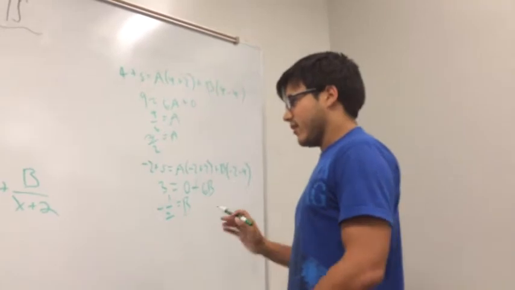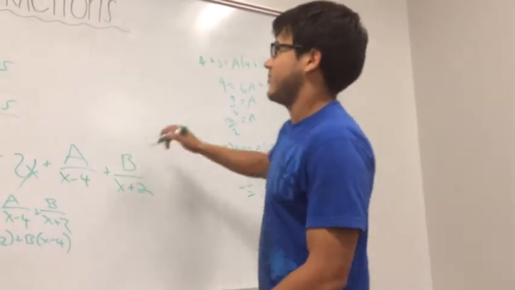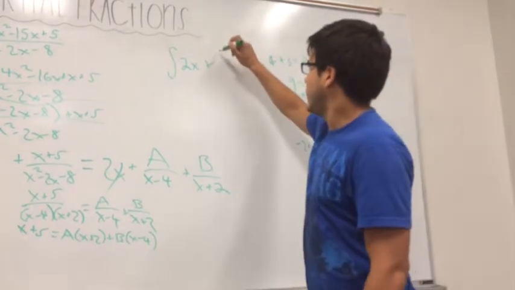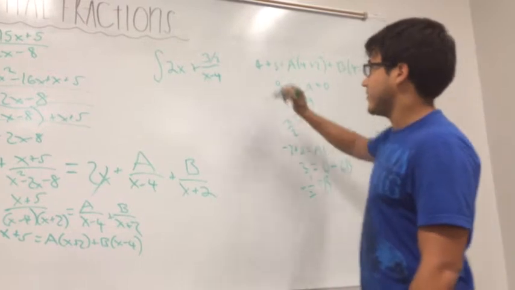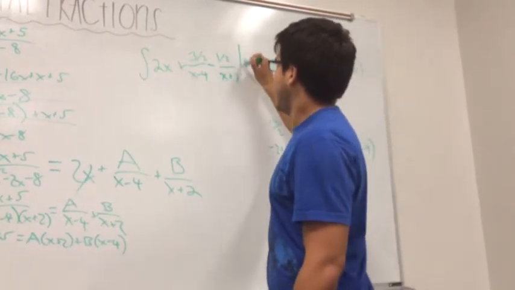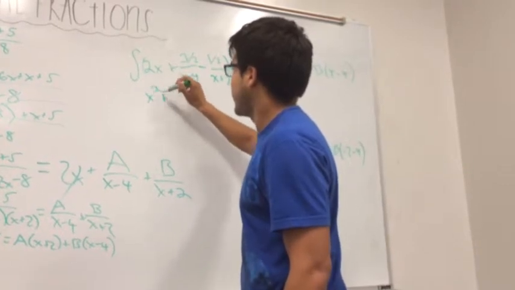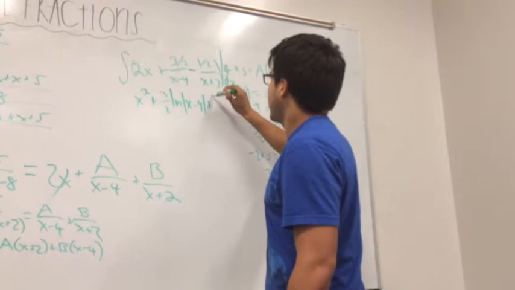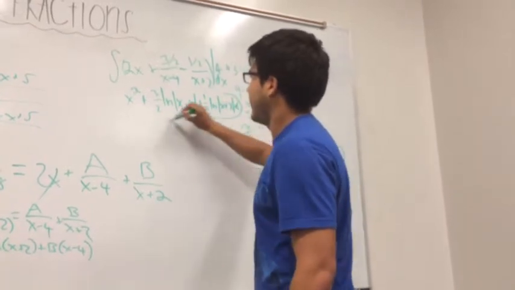Now that you found what A and B were, let's bring it back to the original equation. Now we're going to integrate with this form. We have here 2x plus A, which is 3 over 2, over x minus 4, minus, since B is negative one half, it's going to be minus 1 over 2 over x plus 2, which we have right here. And here's our equation. Now you just integrate it, that would equal x squared plus 3 over 2 ln absolute value of x minus 4, plus one half ln absolute value of x plus 2, plus C, and then here's your answer.